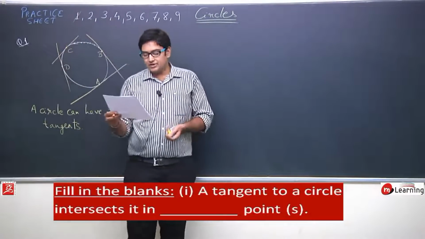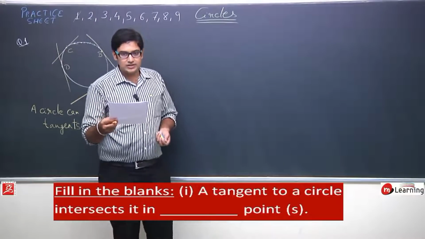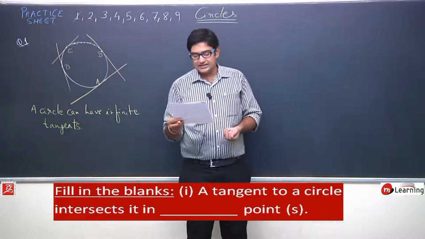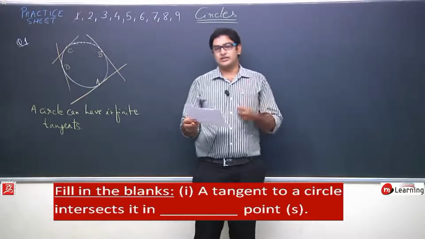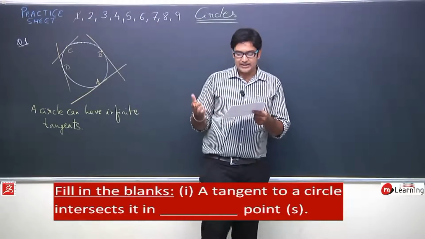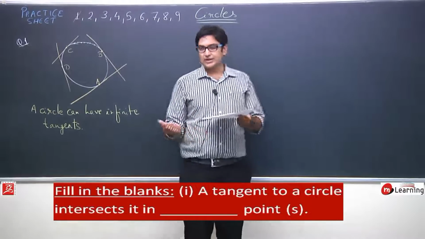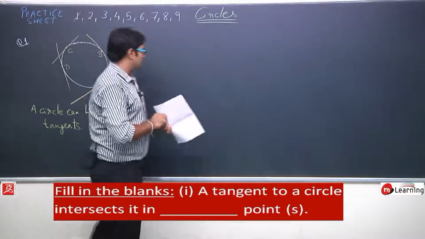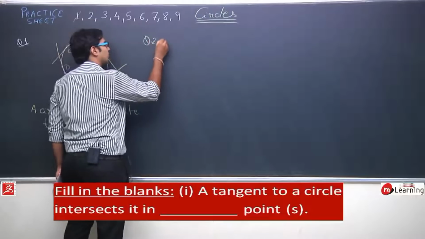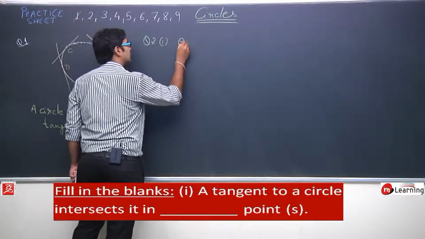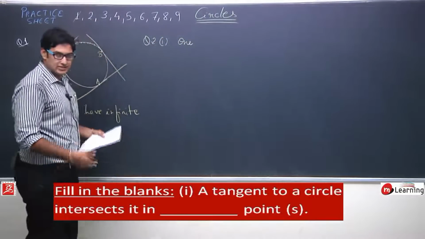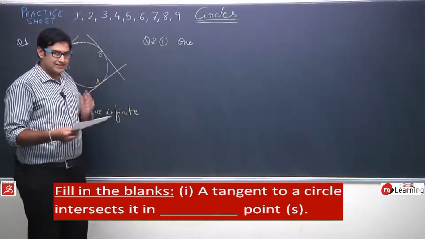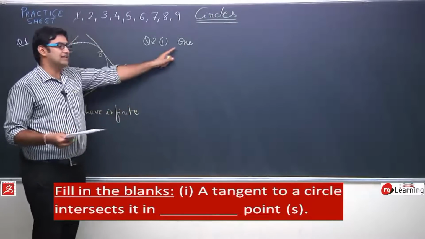The second question is fill in the blanks. The first subpart of this question is, a tangent to a circle intersects it in dash points. A tangent to a circle intersects it in how many points? A tangent can intersect a circle only at one point. So question number 2, first part, the first fill in the blank. The answer for the first blank is 1. It means a tangent can touch a circle only at a single point.